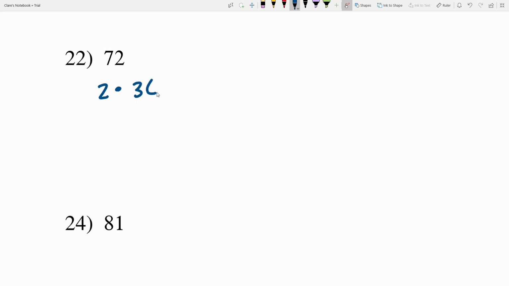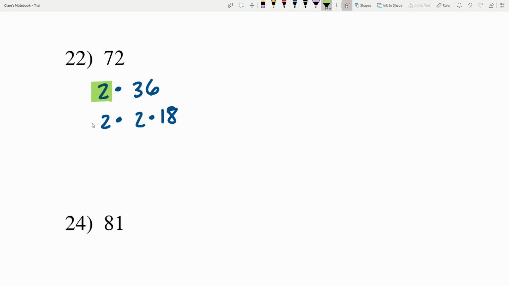In number 22, I have 72. 72 is divisible by 2. 2 times what gives me 72? That's going to be 2 times 36. So I have my prime number 2, and 36 is even, so I know that 2 still goes into that. So I'll rewrite my 2. 2 times what gives me 36? That's going to be 2 times 18.